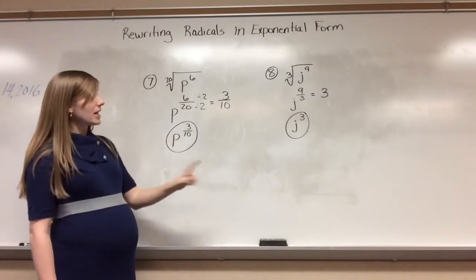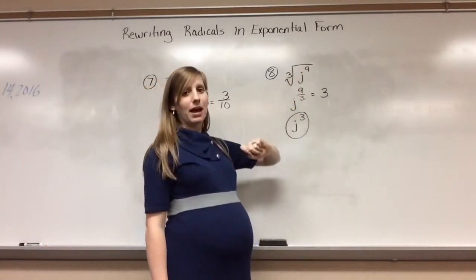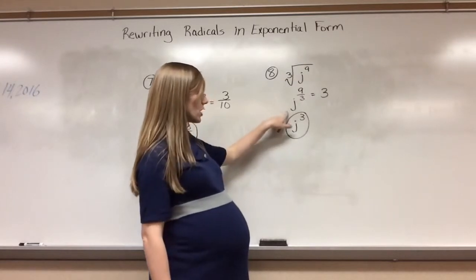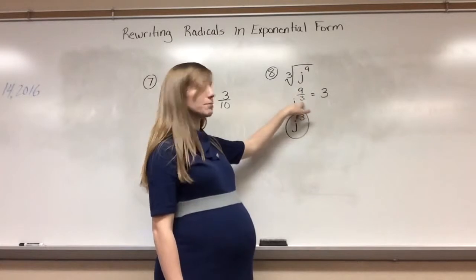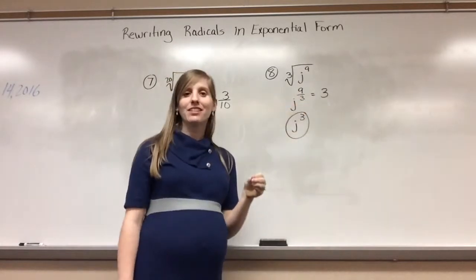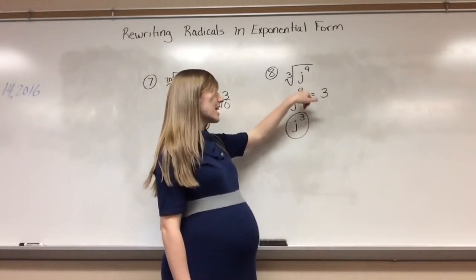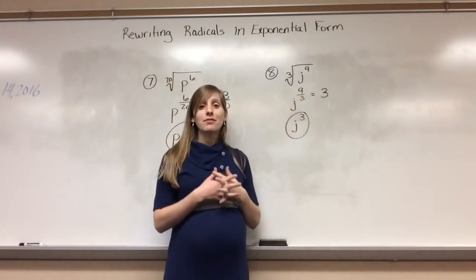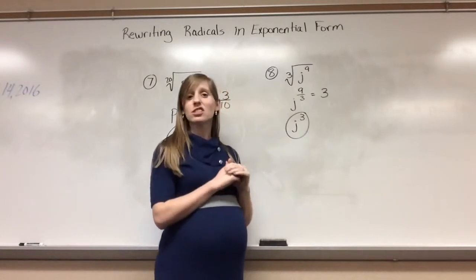For problem number 8, we have the 3rd root of j to the 9th power. So I rewrote this as j, and then 9 as my numerator, 3 as my denominator, because exponent for the numerator, radical for the denominator. I noticed that 9 over 3 can be simplified to just 3. If it's divisible, go ahead and just divide it straight out.